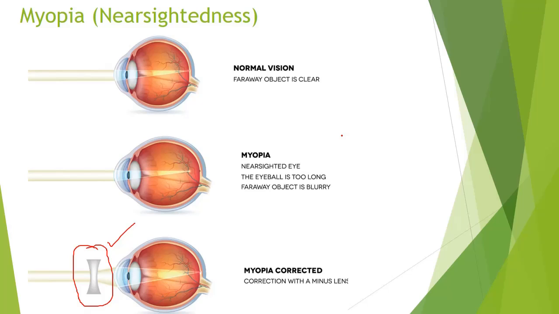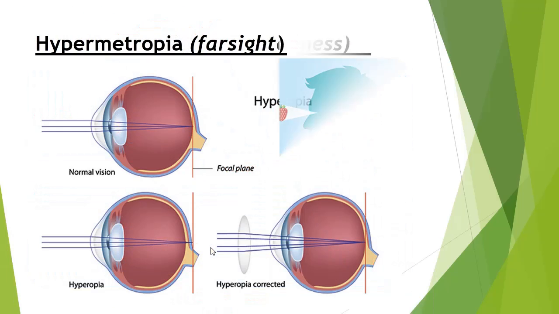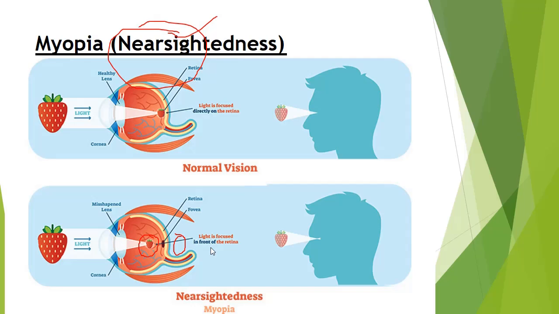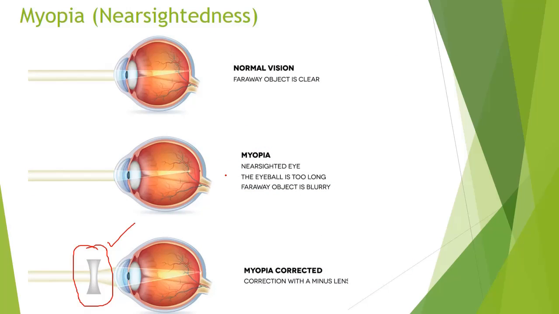I forgot to place a slide of presbyopia. Presbyopia is actually a mix of hypermetropia and myopia. So presbyopia is a combination of myopia and hypermetropia. In this defect, the person is not able to see near objects as well as the far objects, and that can be solved by bifocal glasses, which have this concave lens as well as this convex lens.